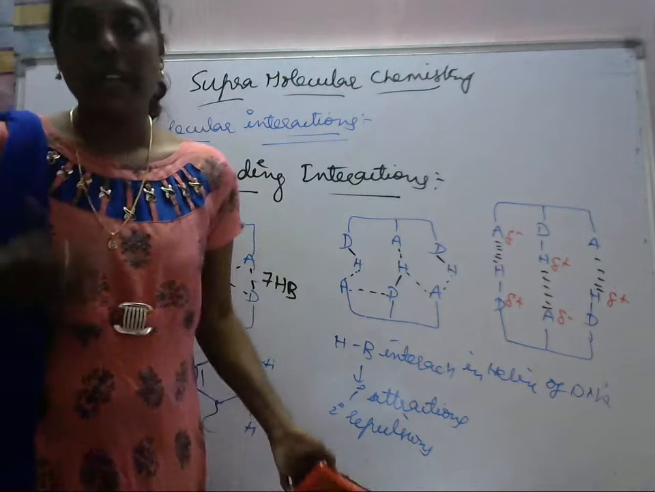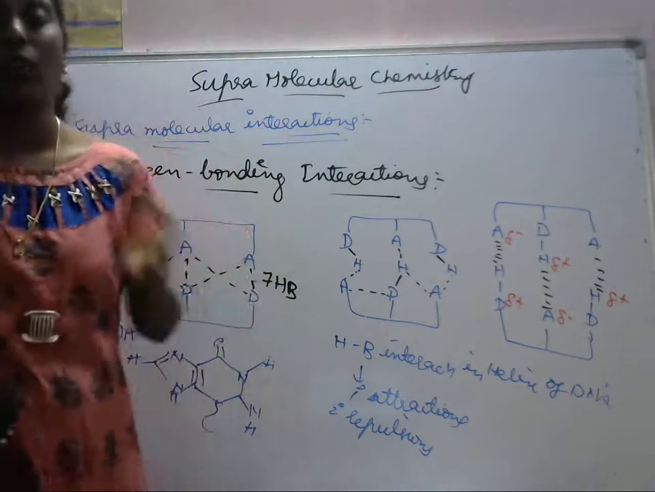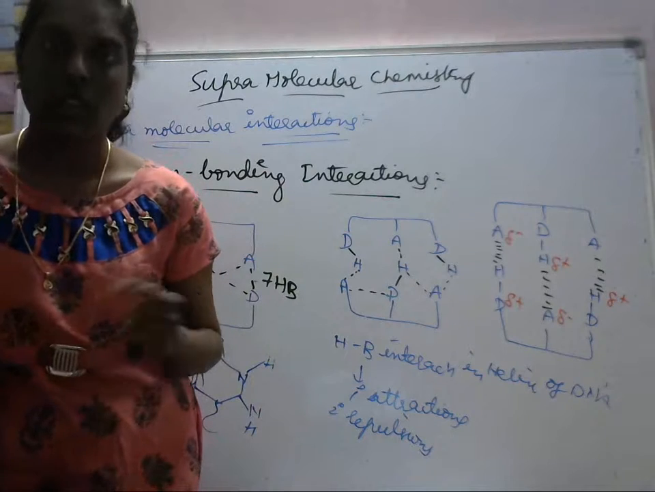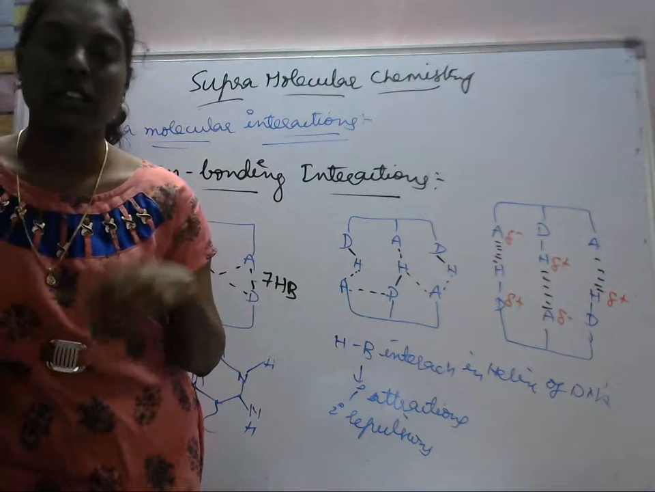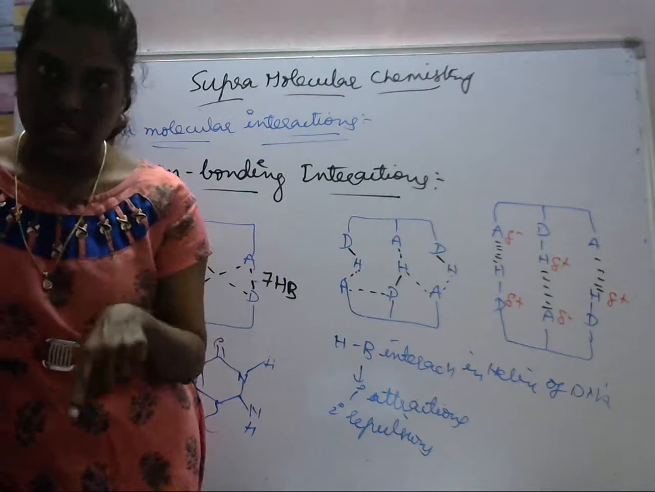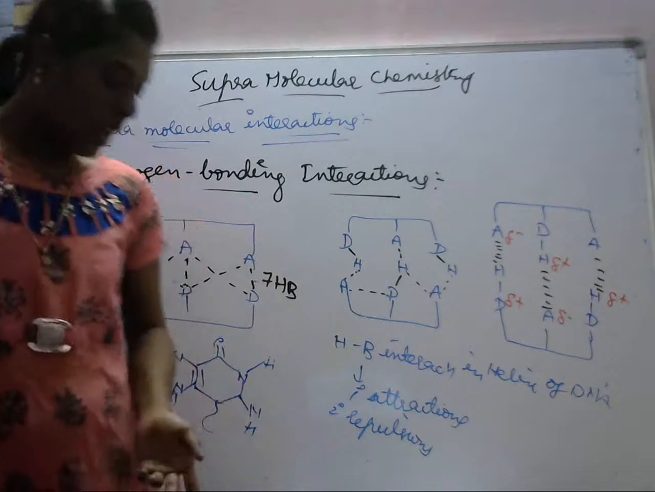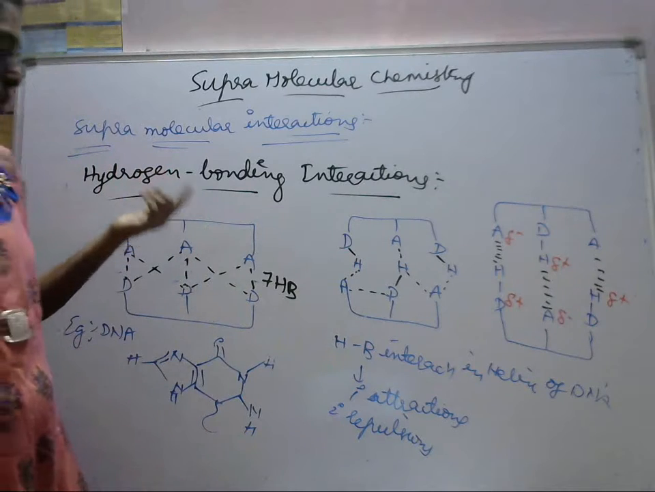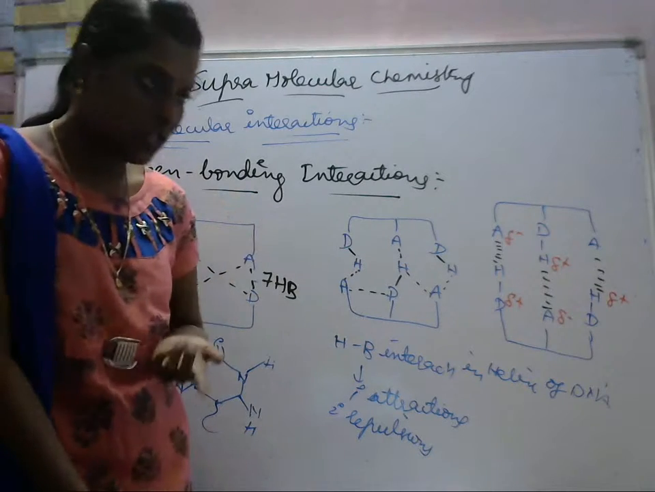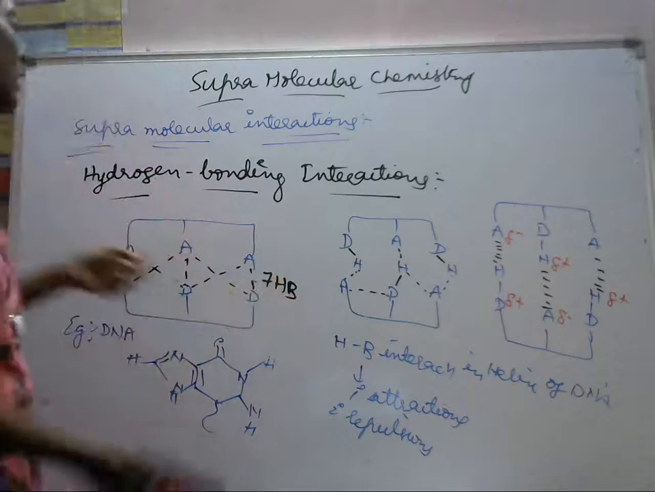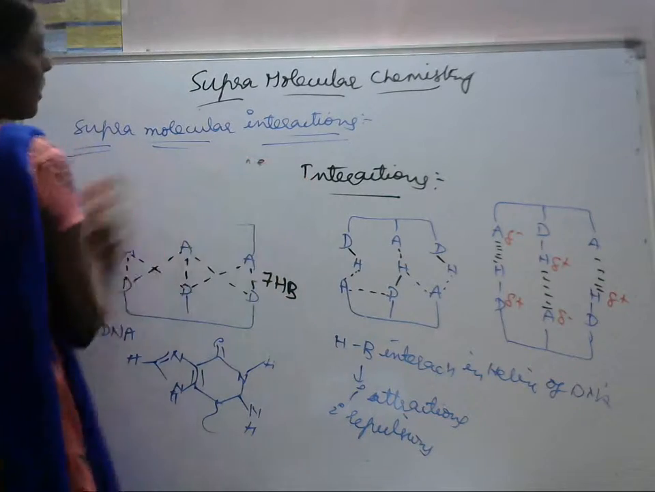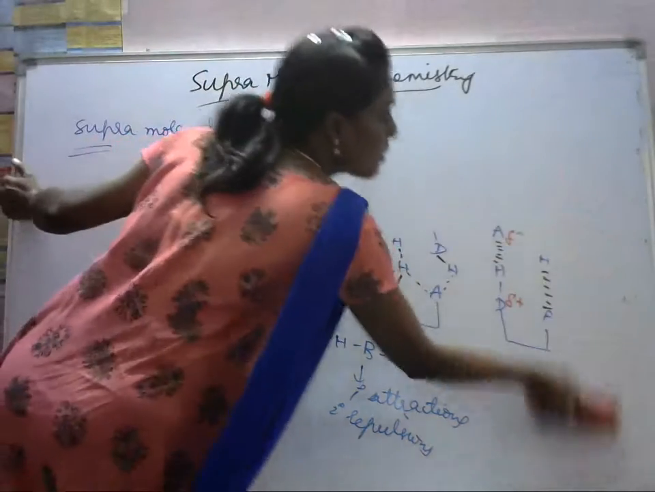Let's see the pi interactions. There are 4 types of pi interactions: pi to pi face to face interaction, pi to pi face to side interaction, as well as pi to cation interaction, and pi to anion interaction. Let's see those pi interactions.